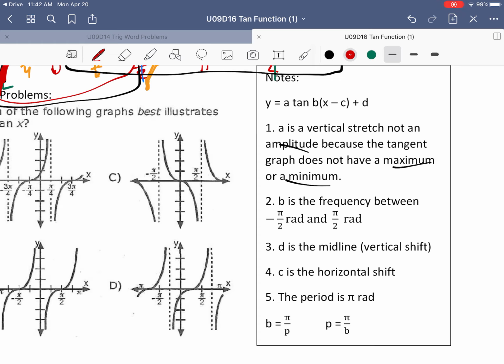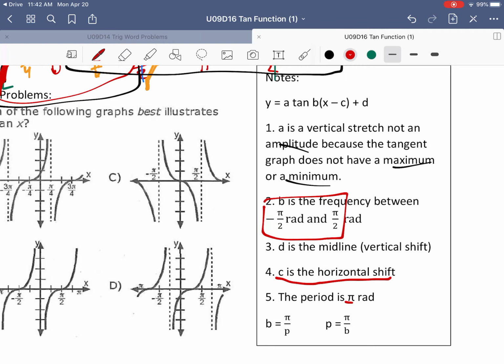The b value is the frequency, which is how many times a curve fits between negative pi over 2 and pi over 2. In other words, between negative 90 and 90 degrees. So how many full graphs can be done in that 180 degree period. The d value is still the midline. The c value is still the horizontal shift. We don't talk about the horizontal shift that often, but it will be in some of the problems later on.